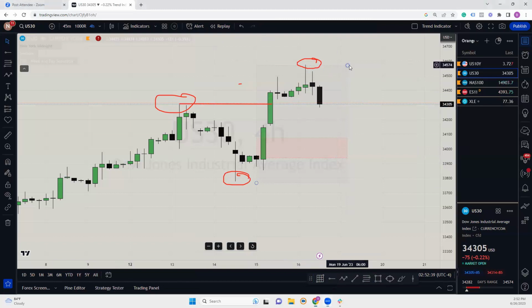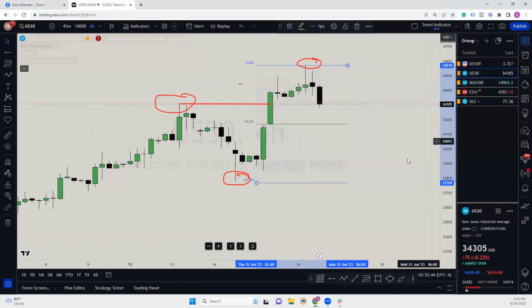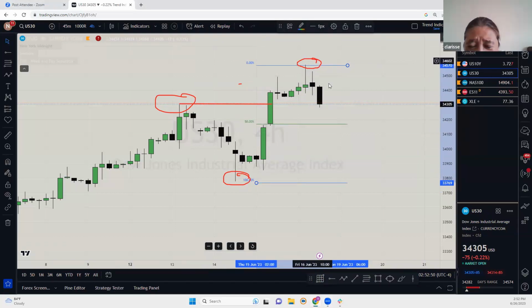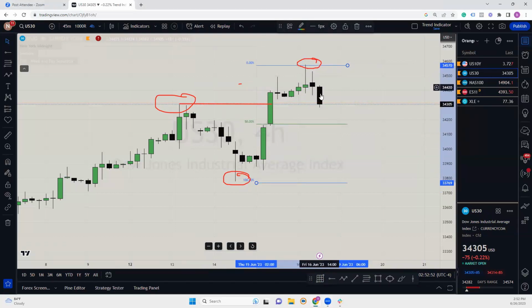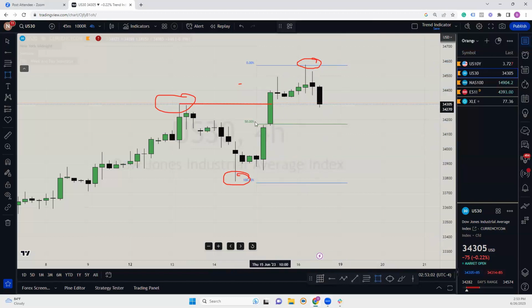The 50%. Okay. Because we know that now you can see that we have a swing low here, and this is a new swing high. And we know that when price is trying to retrace lower, most of the time it will retrace to at least 50% of the low to the high. So where's the 50%? The 50% is here, right?